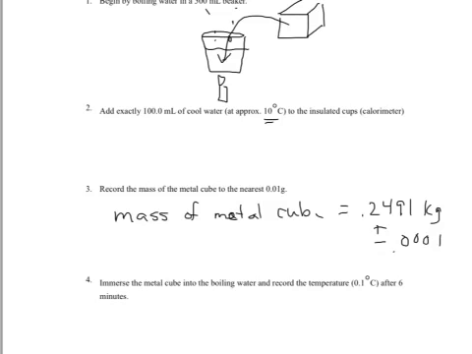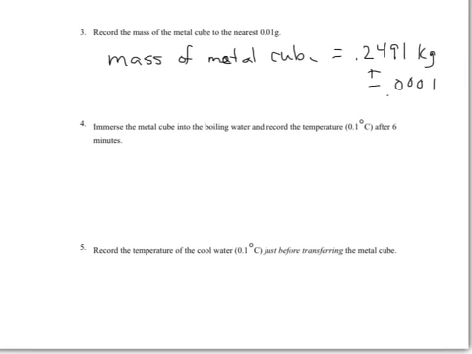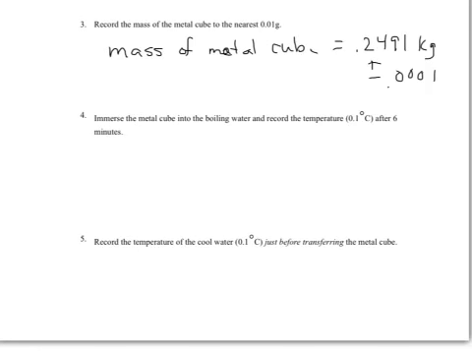Okay, I already said we're going to put the metal cube in the boiling water, and we are going to get its temperature after 6 minutes. So this metal cube has been heating in here, and then after 6 minutes we are going to record the temperature of that metal cube. And I will tell you that the metal cube's initial temperature of the metal is 101.8 degrees Celsius.